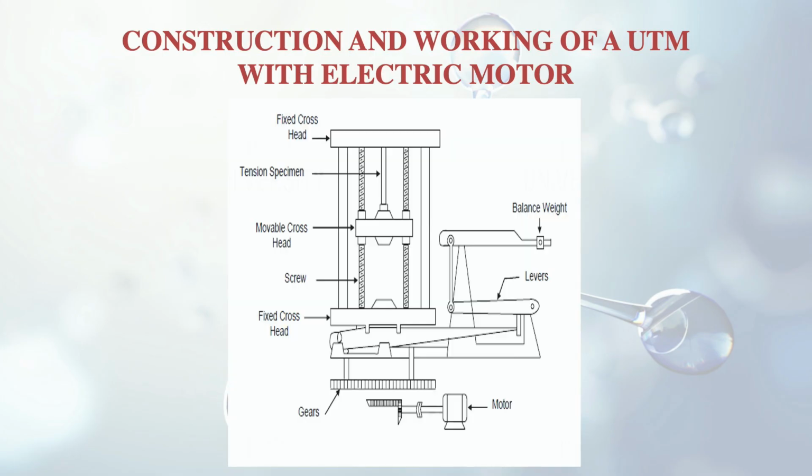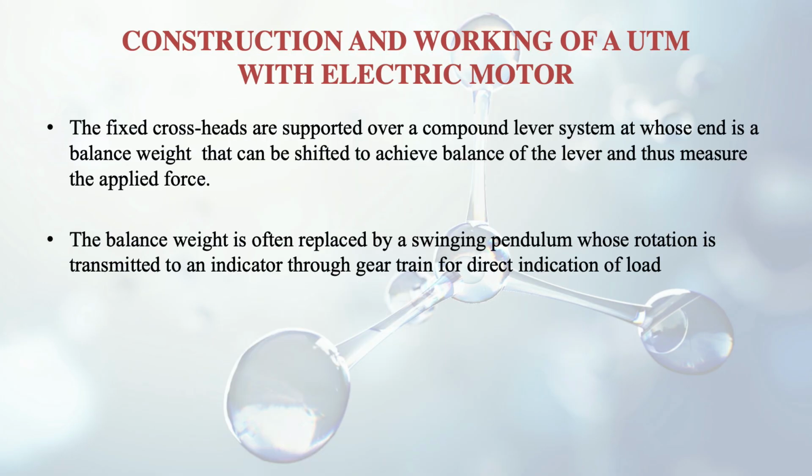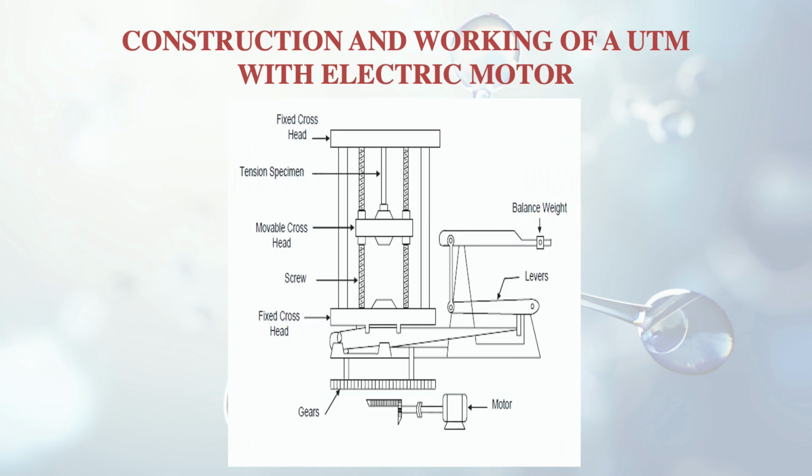So you can see here this is the balance weight, and this balance weight can be shifted to achieve balance of the lever. Suppose I am pulling it downward, then this will lift up, and accordingly the movement will take place. So it is shifted to achieve balance of the lever and thus measure the applied force, and from this we can get the force that is acting on the specimen. The balance weight is often replaced by a swinging pendulum also, whose rotation is transmitted to an indicator through a gear train for direct indication of the load. So we can have this second mechanism also, and we can get the direct load from it.